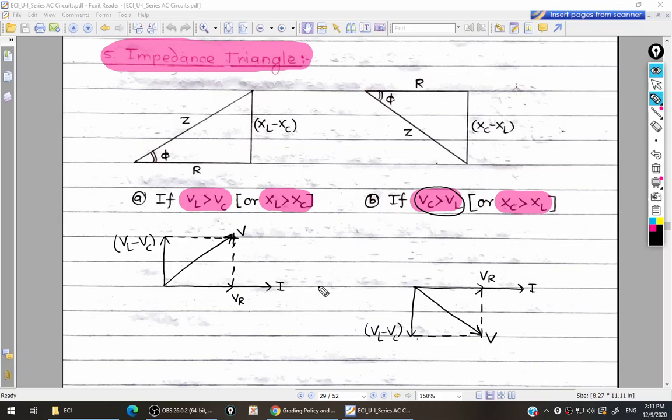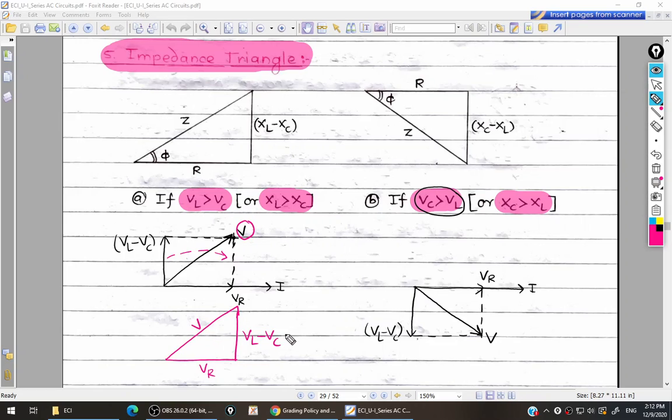So if you compare these two phasor diagrams, now what we are doing, we are taking VR like this. So this is your VR. Now instead of taking VL minus VC over here, I am shifting it here. So what I am getting, VL minus VC, and in between these two points what you are getting is this V.